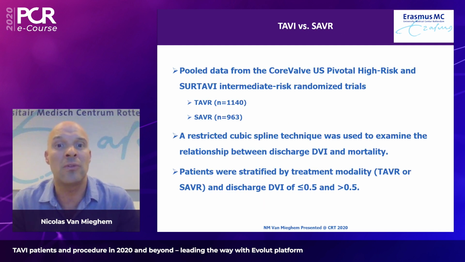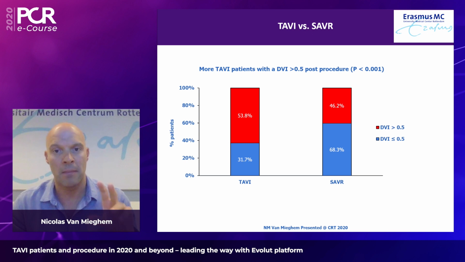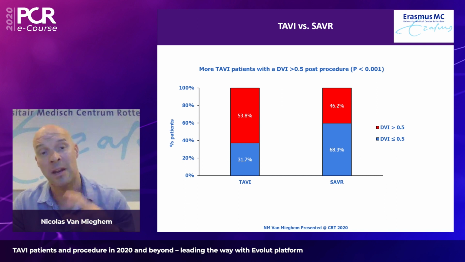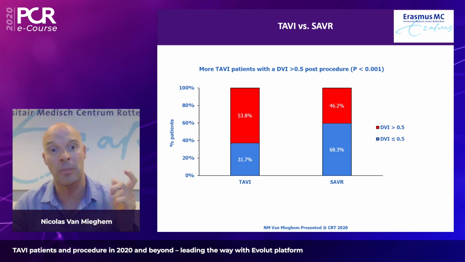So we looked into the Doppler velocity indices in patients who were treated within the TAVI randomized trial. We had over 1,000 TAVR patients and almost 1,000 surgical aortic valve replacement patients. Then we looked at what was the resultant Doppler velocity index for each treatment arm. Maybe as expected, the majority of the patients in the TAVI arm had a Doppler velocity index above 0.5, whereas in the SAVR arm, in the surgical arm, that was the opposite.